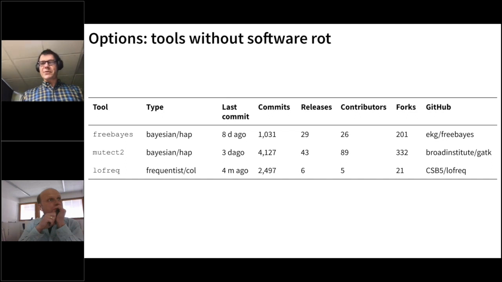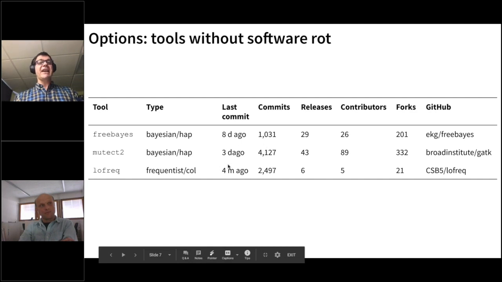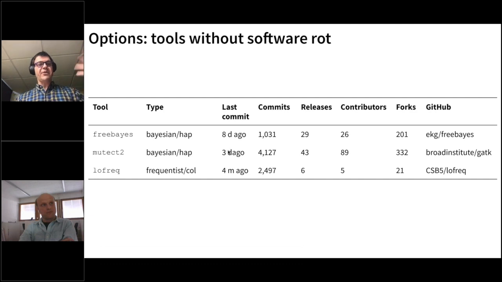So there are three tools which I will be discussing today: Freebayes, Mutect2, a part of the GATK package, and LoFreq. There are more tools, as I mentioned, but these satisfy this definition. They don't have software rot because they have quite a few commits. They're actively developed. For example, the last commit to Freebayes was 8 days ago, for Mutect2 3 days ago, for LoFreq about 4 months ago, but it's still recent.